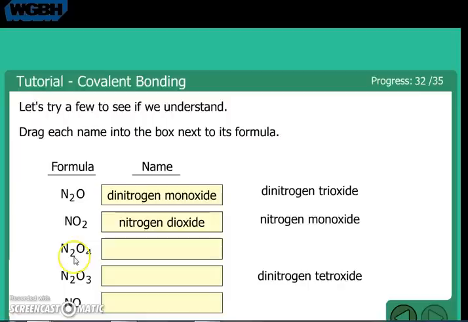N2O4. Alright, I know di means 2, 2 nitrogens. 4 is tetra. There's 4 oxygens. So I'm going to see the di with a nitrogen. So there's a dinitrogen tetroxide. And here's dinitrogen trioxide. Well, I know that tri means 3. Think about triangle and tricycle. Okay, tetra means 4. So I think it's this.